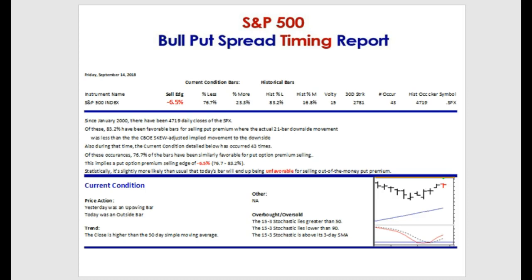Now, of our 43 occurrences of our market condition, 76.7% of the bars have been similarly favorable for put premium selling. That's less than the benchmark, by about 6.5% or so. So we have a selling edge that's negative. Statistically, it's more likely than usual, if history plays out, that Friday's bar, the current market condition, will end up being an unfavorable one for selling out of the money put premium.